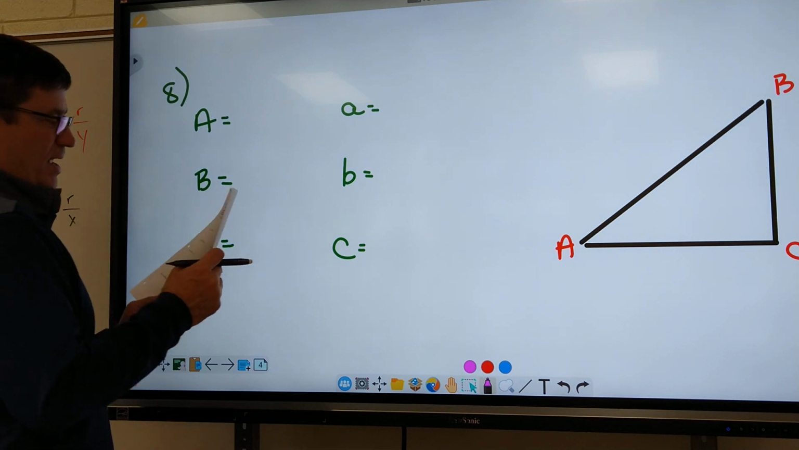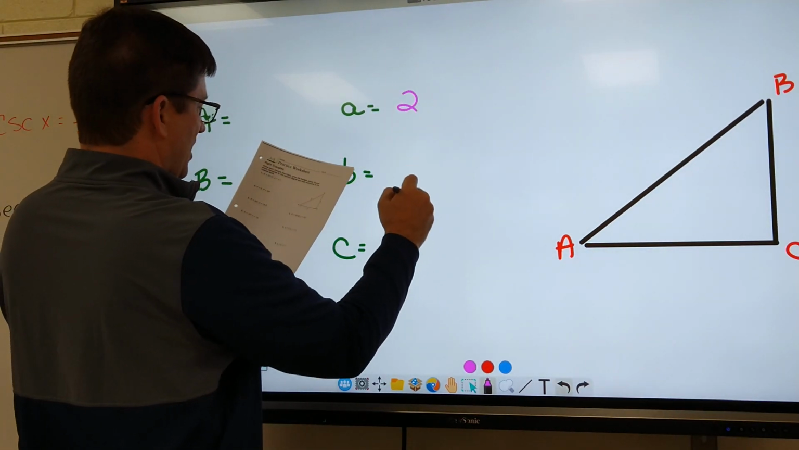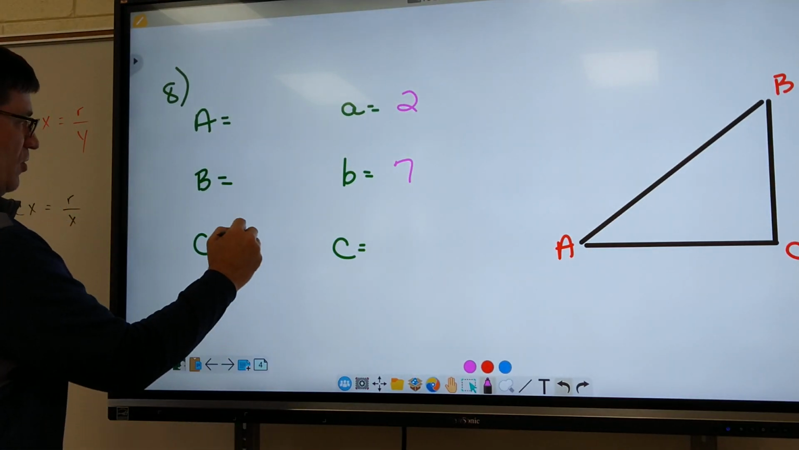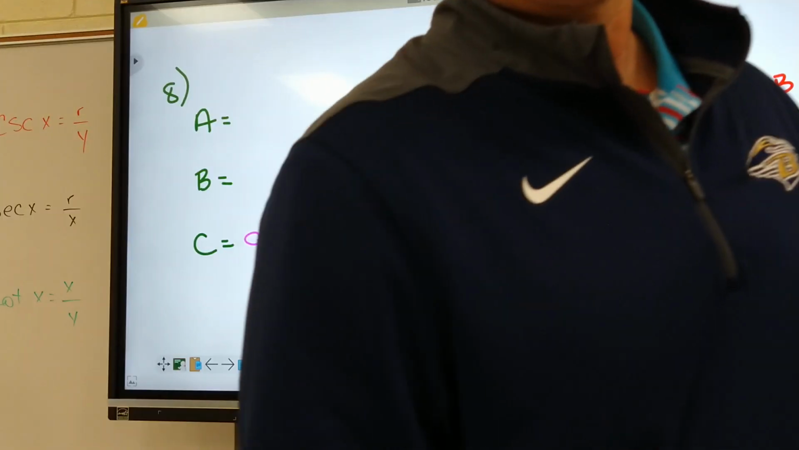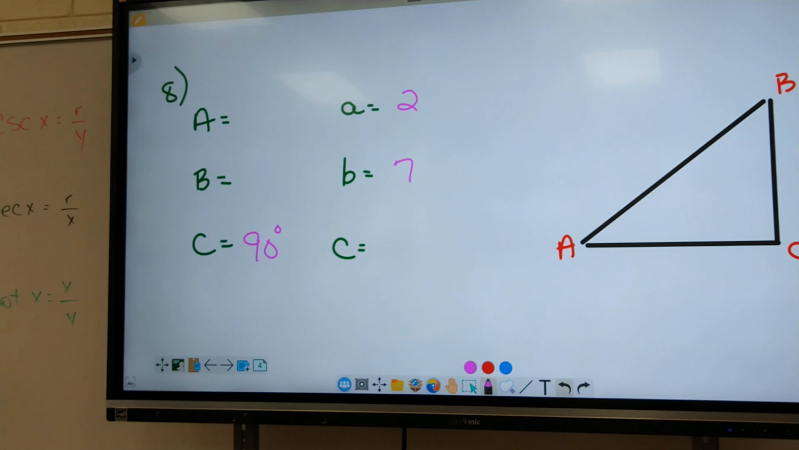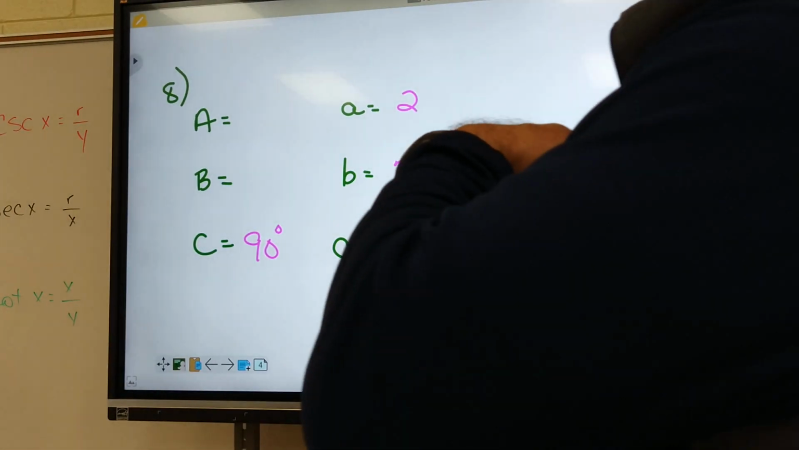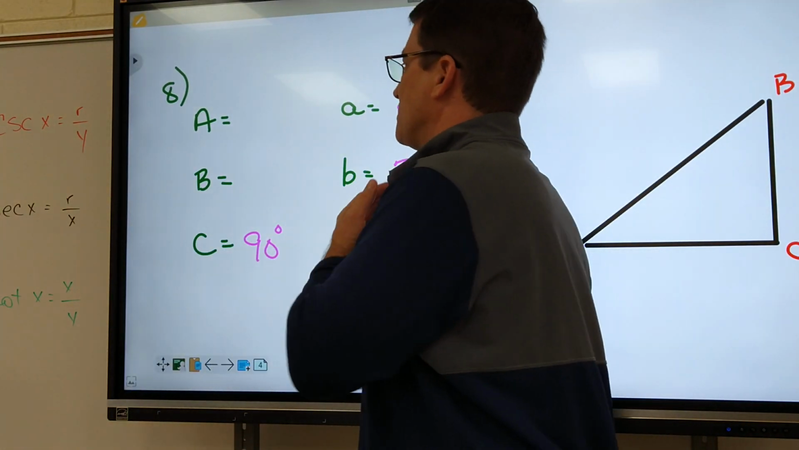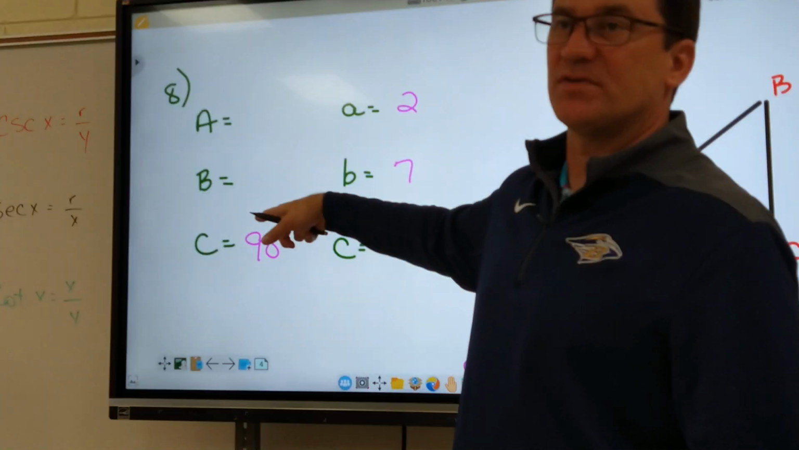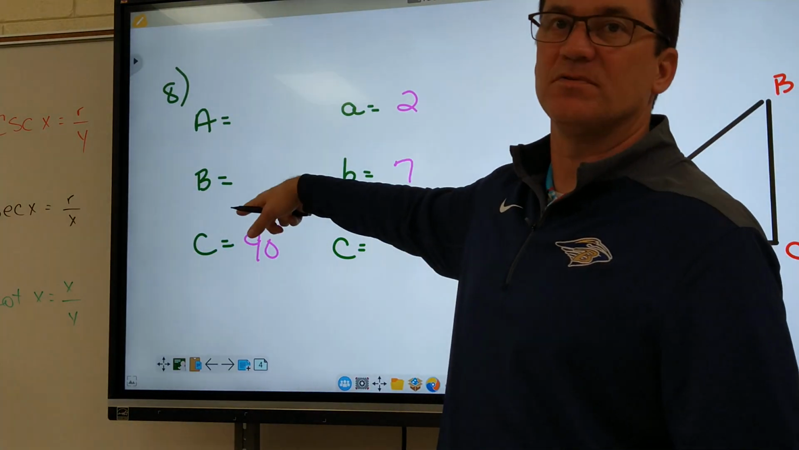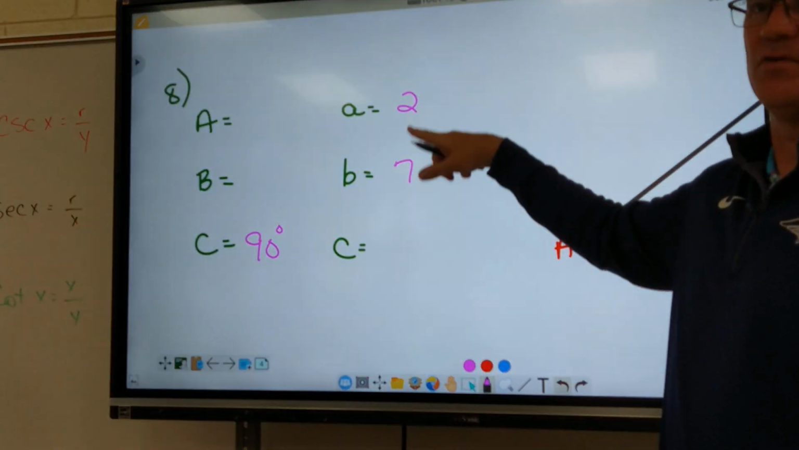All right, number 8, I got little a is 2. I got little b is 7. I know angle C is 90 because it's 90 degrees. All right, y'all ready? All right, Ashlyn, let's make sure we're watching. We can't subtract from 180 this time first, Laney, because I don't have enough angles. So we're going to have to do this side first.